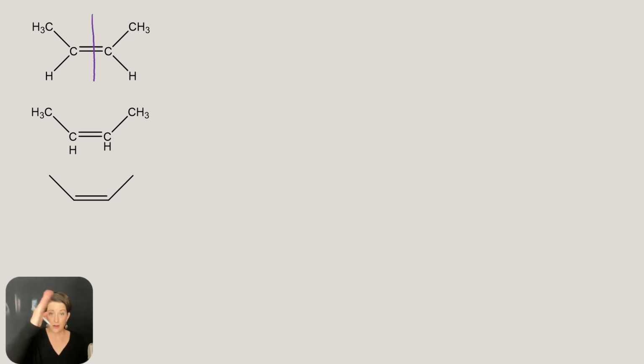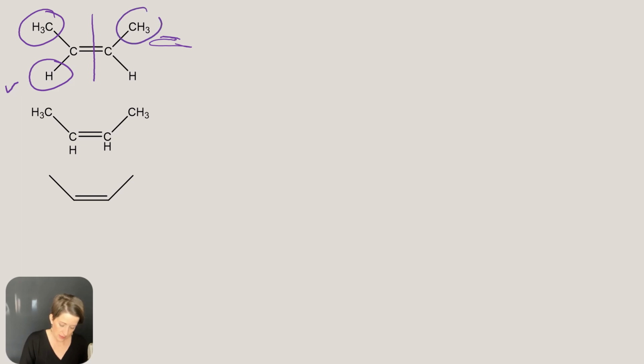So we're going to draw that vertical line separating the two carbons participating in that double bond. We want the groups on either side of that line to be different. So here we have a methyl and a hydrogen, different, and we've got a methyl and a hydrogen. Those are each different from each other, which means that we can move forward with having cis or trans stereoisomerism.